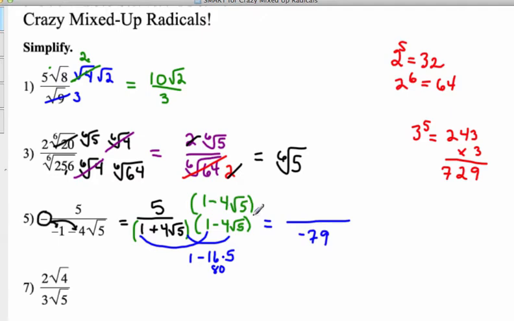Now, I also notice that I cannot reduce or cancel the 5 and the negative 79, so I'm just going to go ahead and distribute. So I'll get 5 minus 20 square roots of 5.